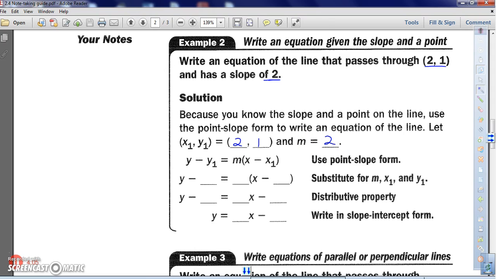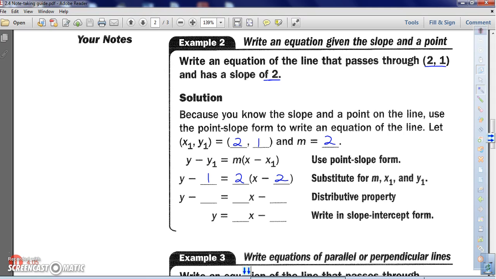So I'm going to begin by taking my point-slope form. y minus y1 equals m times the quantity x minus x1. And I want to plug in the numbers in their correct places. So y minus y1. Now y1 is the y value of our point. That's a 1. The m, that's our slope, which if I go over here, that's a 2. And then we have parentheses, and then x minus x1. Now x1 is the x value of our point, which is also a 2, so I can put that in.